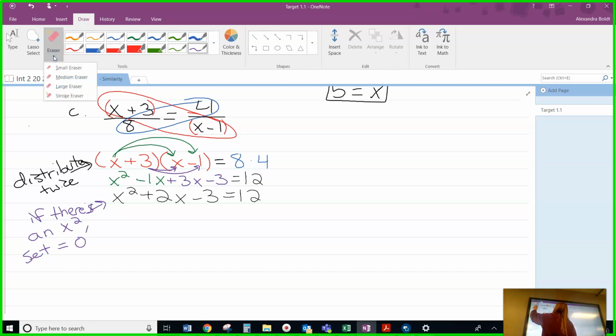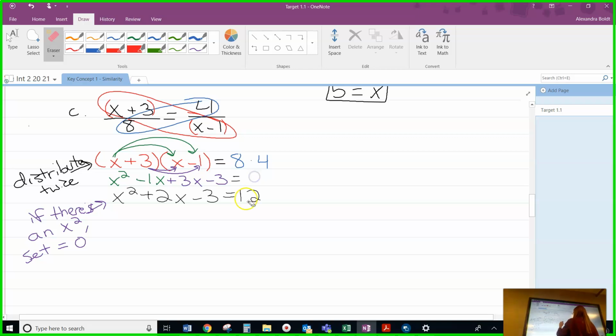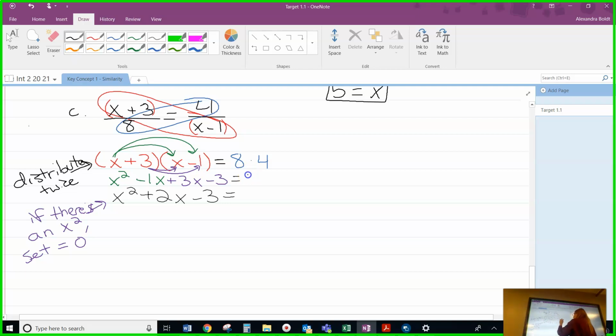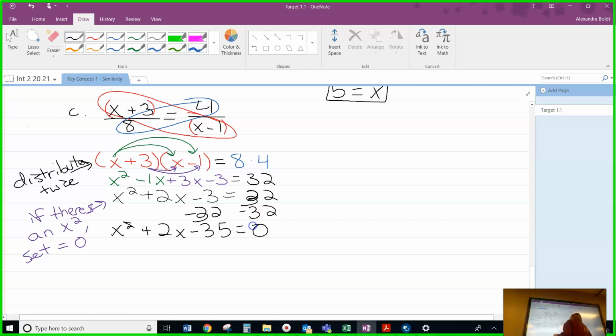Oh my gosh. Guys, that's wrong. 8 times 4 is not 12. You might have caught it already. I apologize. 8 times 4 is 32. Okay. Either way, 32 is also not 0. Okay? So I want to make this 0. In order to make this 0, I have to get rid of all 32 of it. So now I have x squared plus 2x minus 35 equals 0.